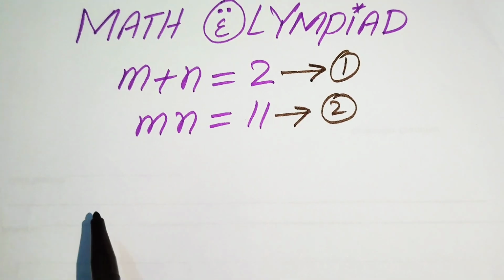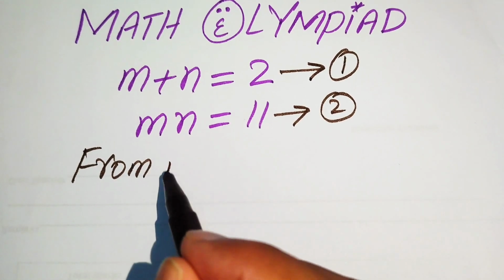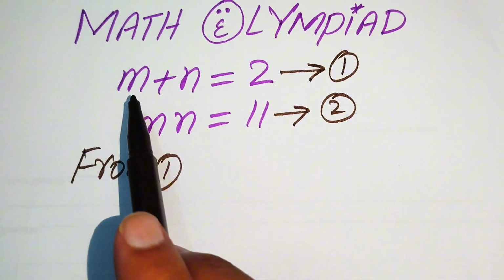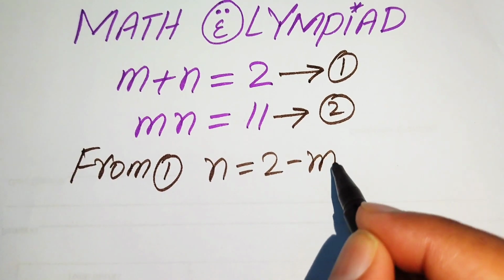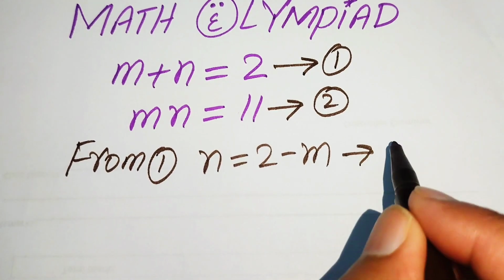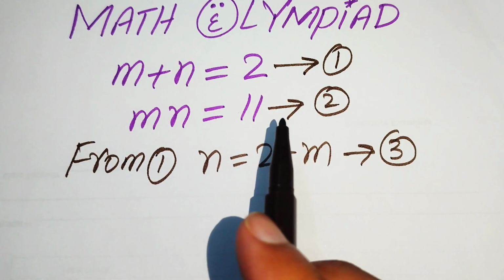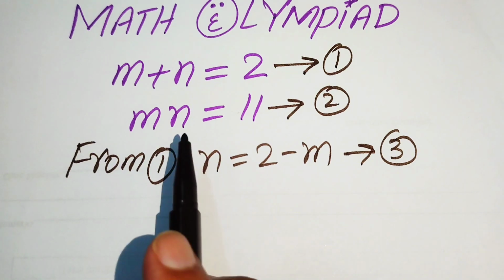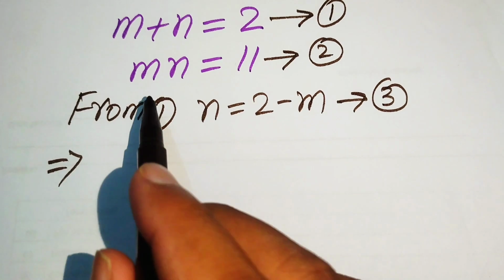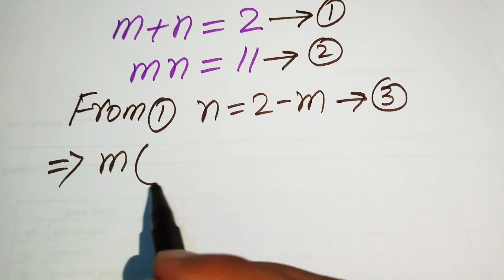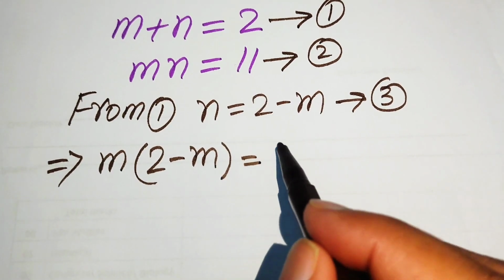Now in the next step, we first focus on equation number 1. We move this m to the right hand side, and it will be written as n equals 2 minus m, and we call this our equation number 3. Now we use equation number 3 in equation number 2 and substitute the value of n. Our equation number 2 is written as m times n, so our value of n is 2 minus m, and this equals 11.